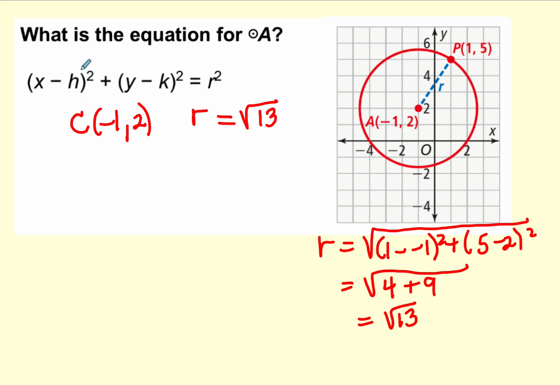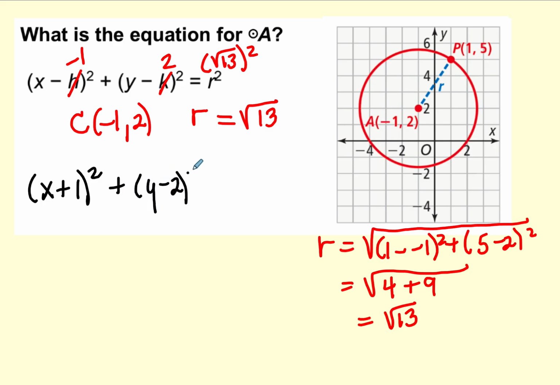Okay, so I know h is -1. I know k is 2. And I know inside here is root 13. That's going to go in for the square. So let's clean it up and write it. This is going to be x take away a -1, so that'll be x + 1, squared, plus y minus 2, squared. And then when you take a square root and square it, the answer is 13. 13 is not the radius. The radius is the square root of 13.